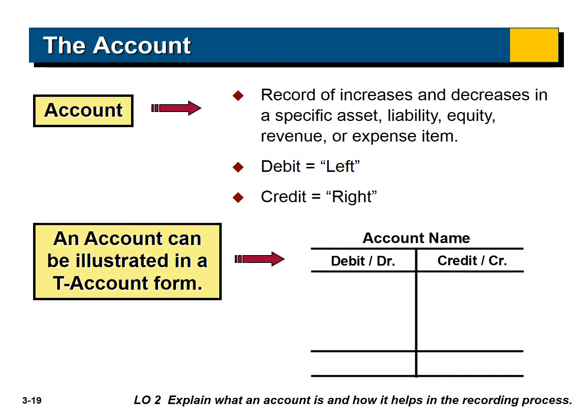Let's talk about the account. All of those items that we had on the previous slide, where you had the cash and you had supplies and your accounts payable, those are all considered an account. An account is just a place to record transactions of a similar nature. So everything that affects cash, we can put it in the same place. And so it is a record of increases and decreases in a specific asset, liability, or equity, revenue, or expense account.